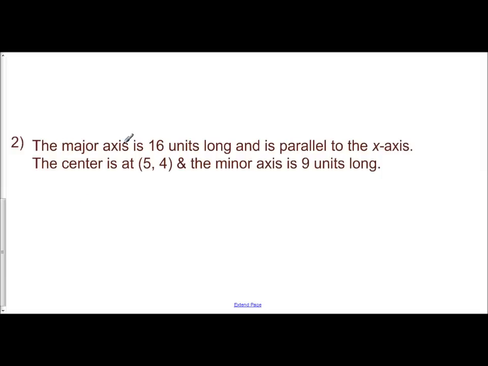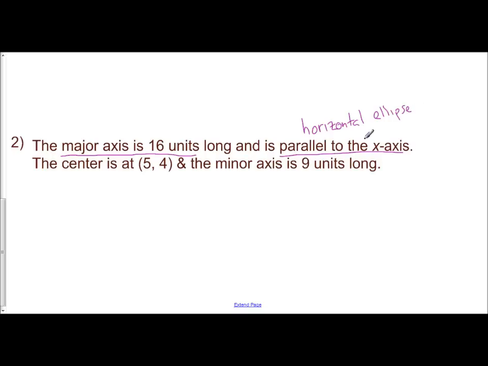The major axis is 16 units long, so that's an important piece of information for me. The major axis is 16 units. It's parallel to the x-axis. Well, if it's parallel to the x-axis, since the x-axis is the horizontal axis, this statement tells me it's a horizontal ellipse.